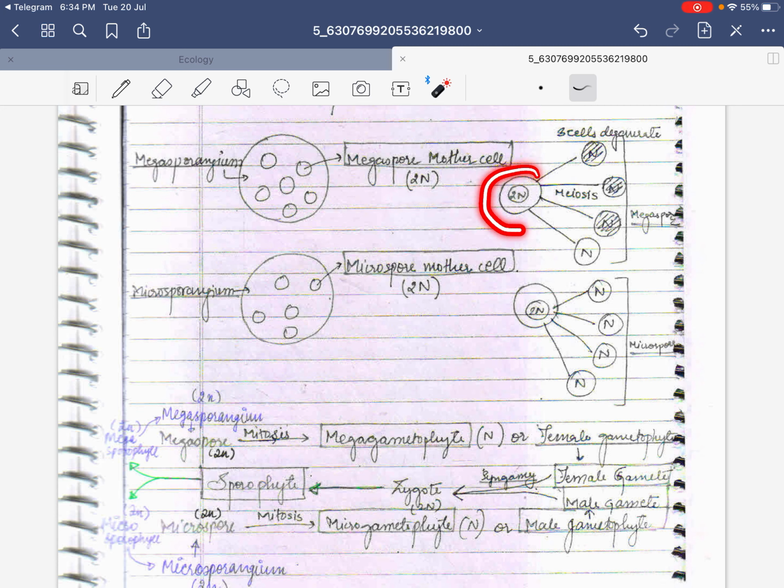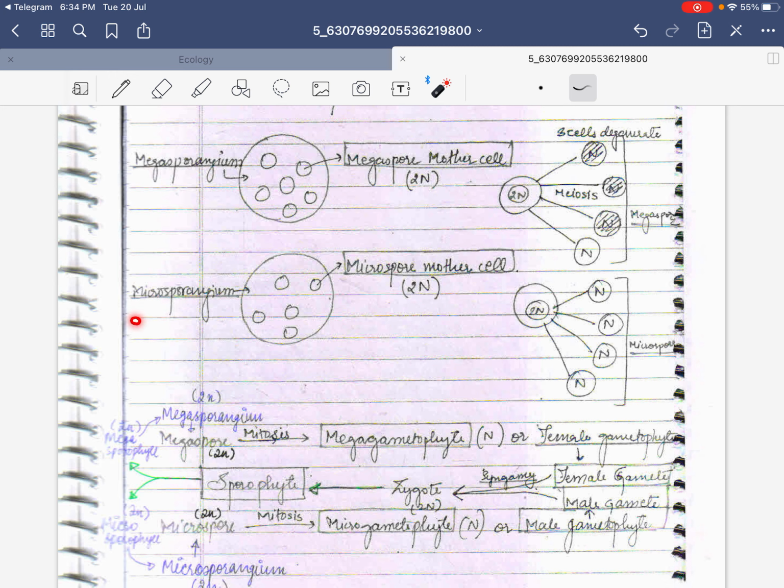Now this megaspore mother cell will undergo meiosis and form 4 different spores, right? Exactly. Now each of these spores is called a megaspore. And let me tell you that 3 of these will degenerate and only one will remain functional. Only this one will be functional. And the other 3 will degenerate.